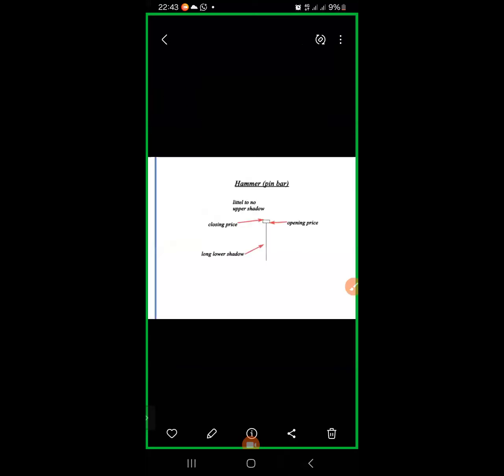Just want to show you a pin bar here. So this is how the pin bar or a hammer forms. Its only characteristic is a long lower tail. Then the opening price and the closing price are more or less the same. When they are the same, it will be called a dragonfly doji. But the price is slightly different. The difference should not be that big.